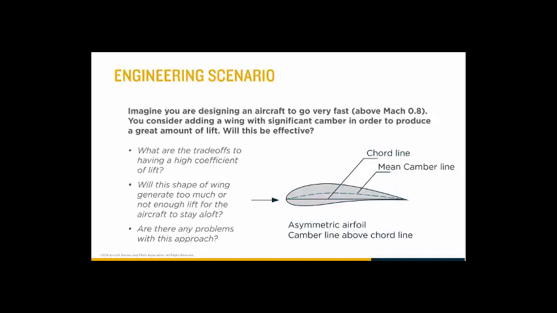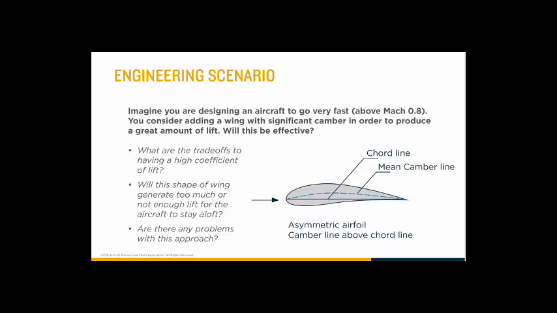All right, so this slide is trying to help you think about the effect of the coefficient of lift during the design process. Imagine you're engineers tasked with designing an aircraft to go very fast. Is it a good strategy to design the wing with a great amount of camber? Will the camber generate significant lift without prohibitive trade-offs? These are the things that you need to be thinking about. And I'm sure you guys all just answered my question and said no.